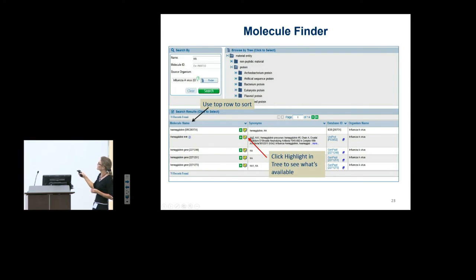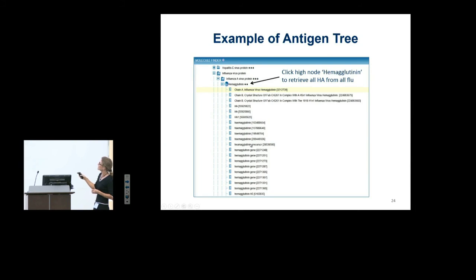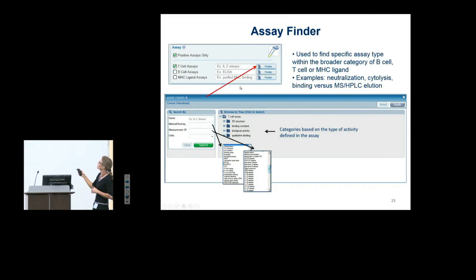And then again, you can click Highlight in Tree. You can either choose one by hitting the plus sign, or you can click Highlight in Tree. And when you do that, you get, again, the high node relationship with all the children GI numbers underneath. And so if you're interested in doing a search for all HA from all influenza, you would want to pick the high node and not one of the individual ones, because you'll only get the data from the individual ones. So you would pick the high node. So that gives you an example of what the molecule data tree looks like.